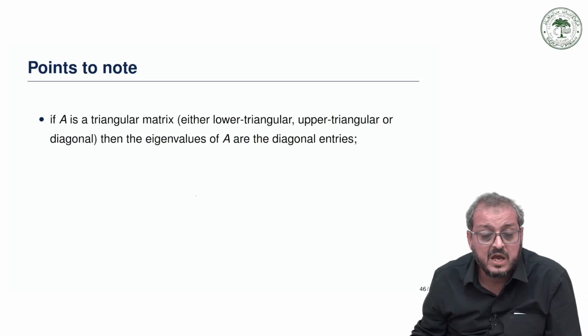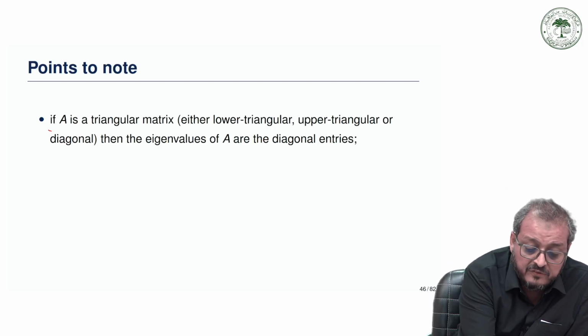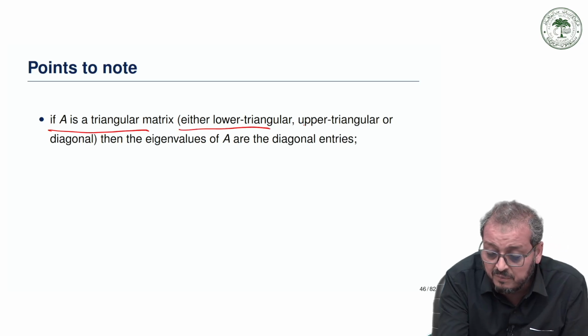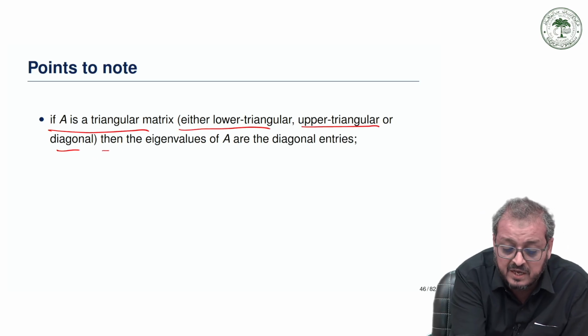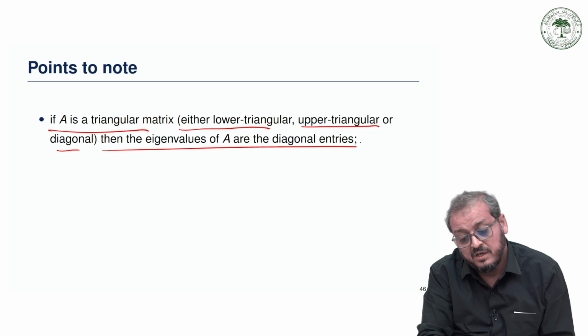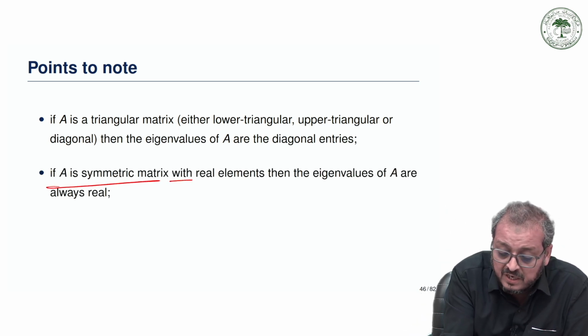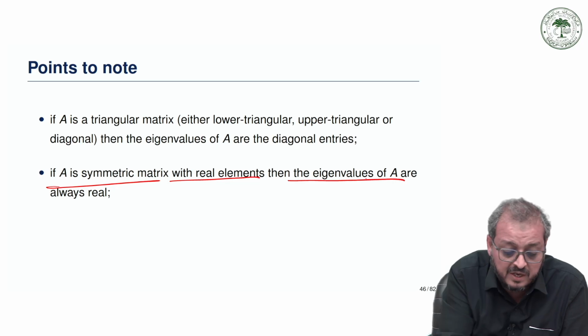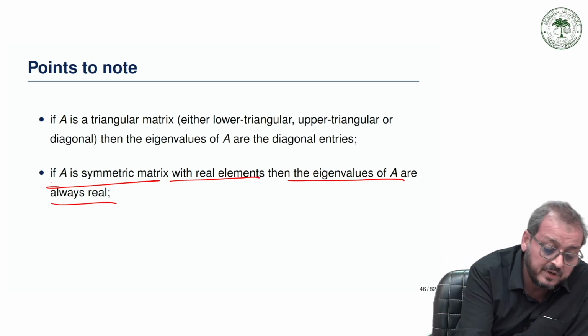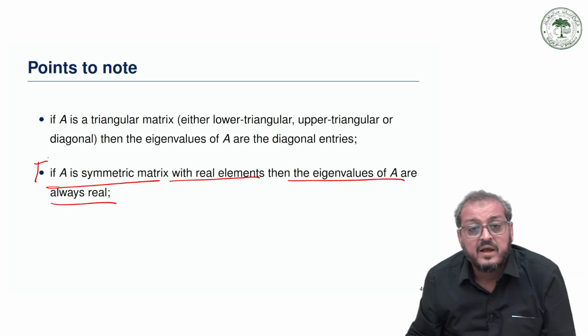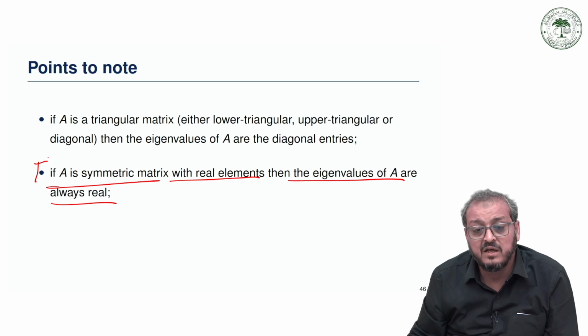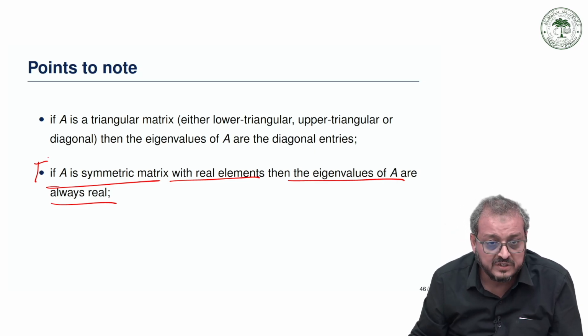Okay, now we have a point to be noted. If A is a triangular matrix, either lower triangular, upper triangular, or diagonal, then the eigenvalues of A are the diagonal entries. We just have to show that. If A is a symmetric matrix with real elements, then the eigenvalues of A are always real. That is a very important property. If A is a symmetric matrix with real entries, then the eigenvalues of A are always real.